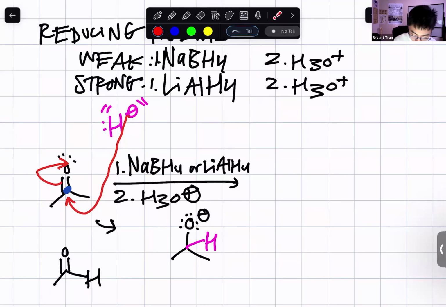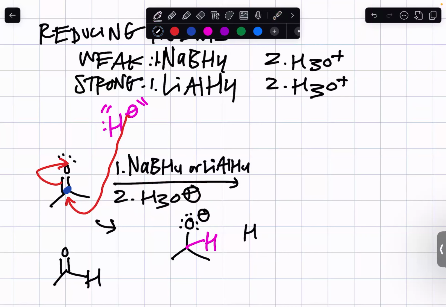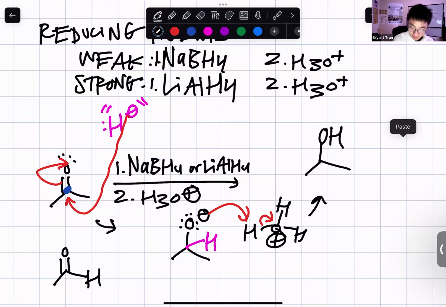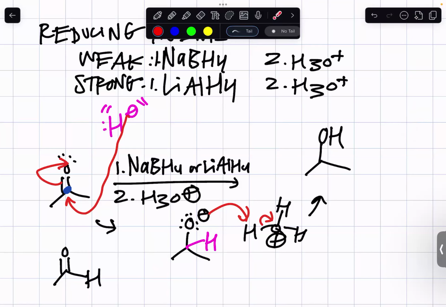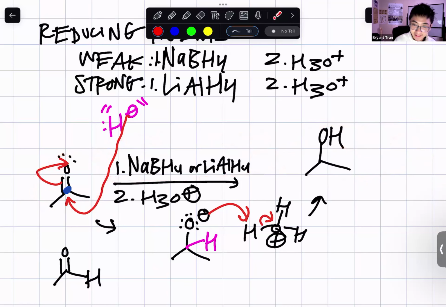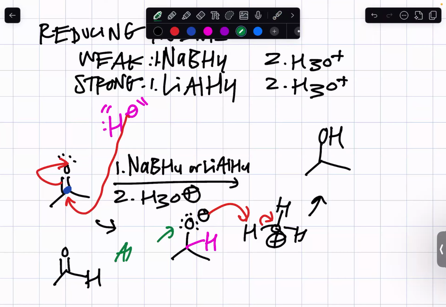That's why we bring in the acid workup step afterwards, in the second step. That acid workup step is just going to neutralize or clean up the product by protonating the O minus to make it a neutral OH. So that's why we are reducing this ketone into that alcohol using this reducing agent, sodium borohydride or lithium aluminum hydride. But we tend to do an acid workup step to clean up the alkoxide ion, the O minus. This is an alkoxide ion.